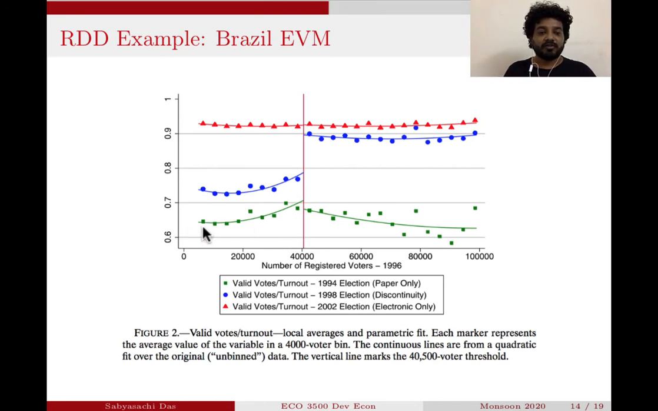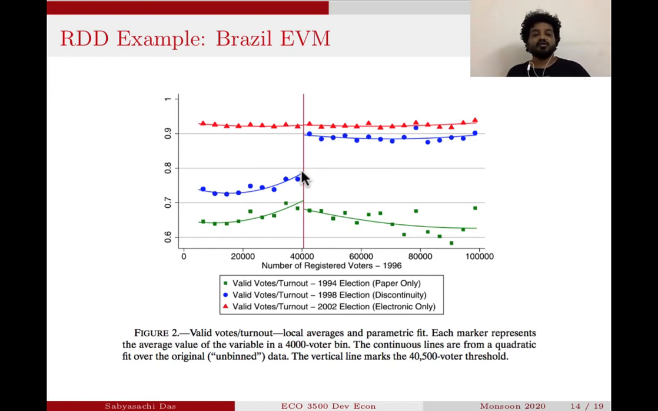And notice he plots the valid vote percentage in the 94 election. So that's the green line. There was no treatment there, right? The above-40,000 municipalities also used paper ballot, like the below-40,000 municipalities. So there the author does not find any discontinuity in the outcome variable around this threshold, which makes sense because there was no EVM to begin with. In the election after 98, which is in 2002, again there was no change because now everybody got EVM. So again, there is no sudden jump at 40,000. The only jump is in 98. So this tells us that it must be because of the EVM.